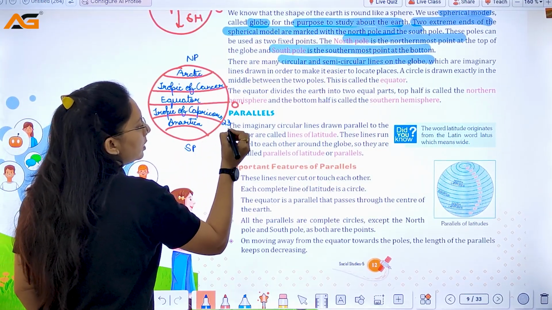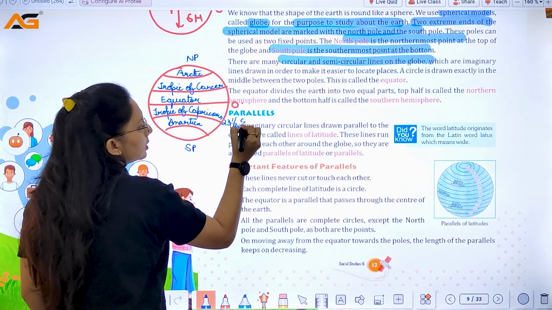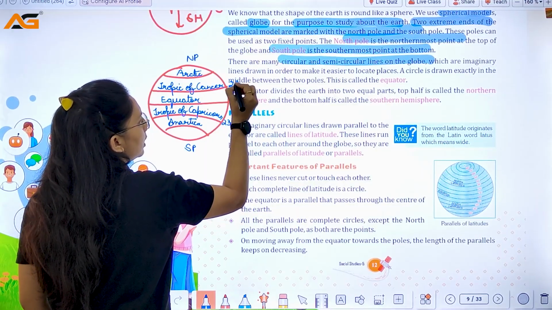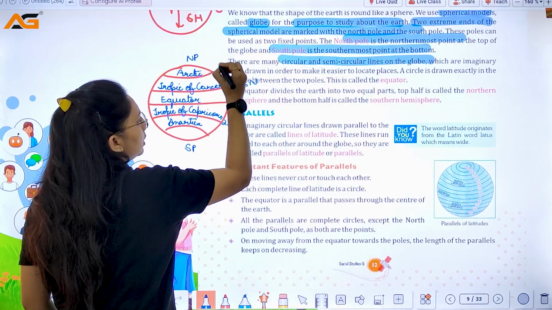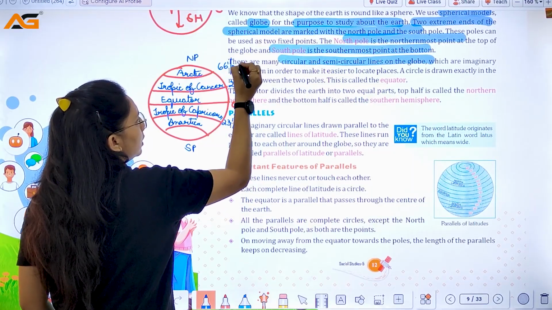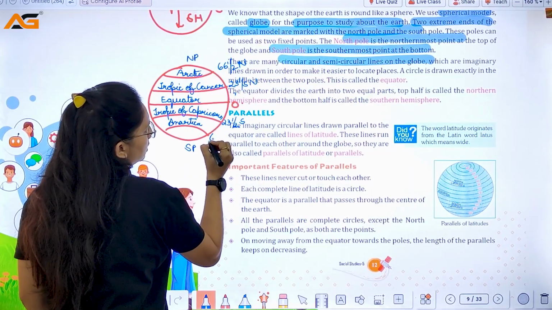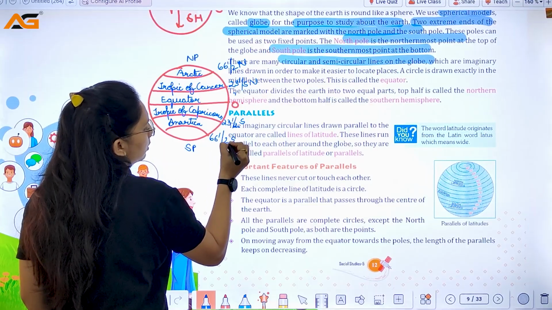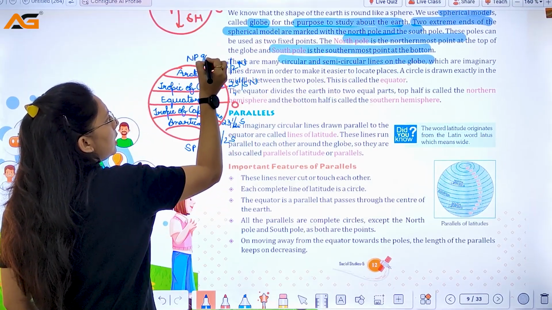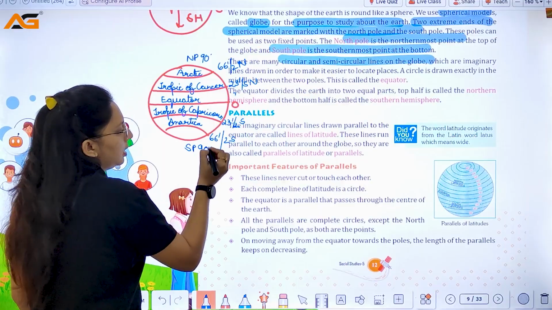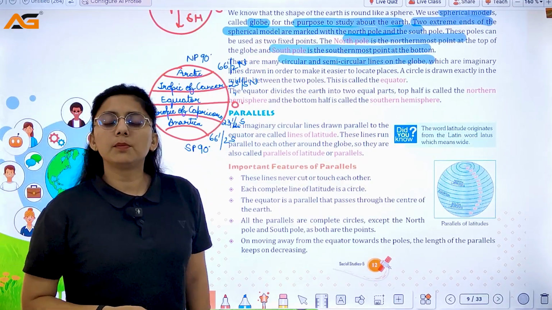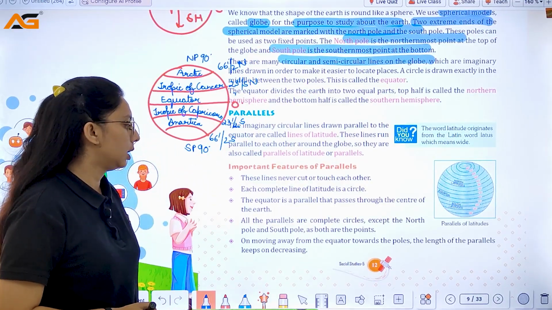This is 23 and a half South, this is 23 and a half North, this is 66 and a half North, and this is 66 and a half South, right? This is 90 degree North Pole. This is 90 degree South Pole. These are the important lines of latitudes, right?